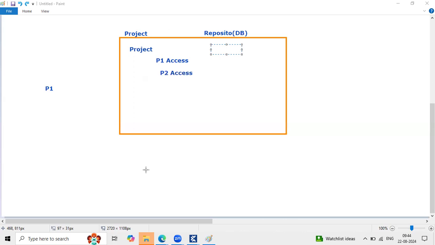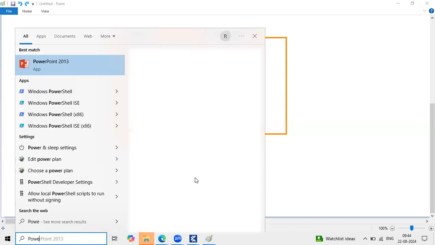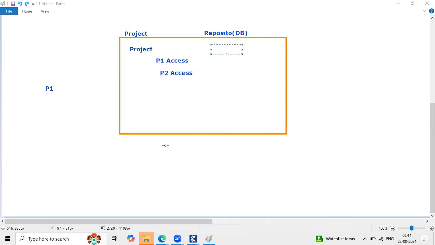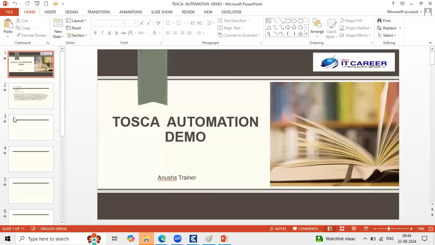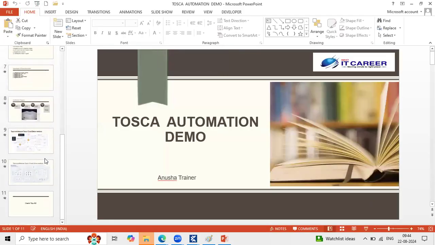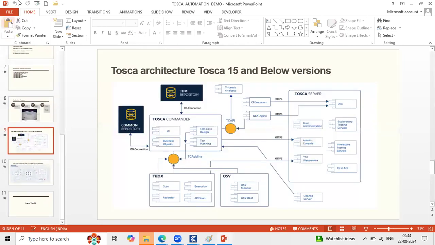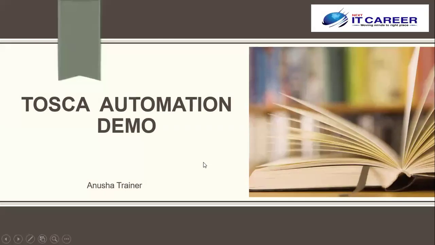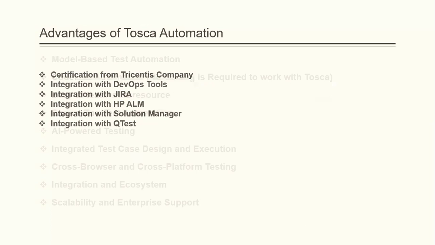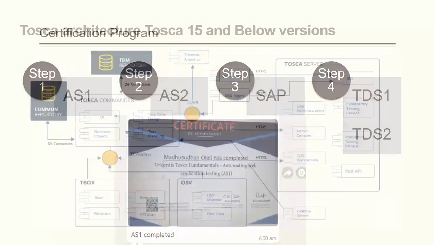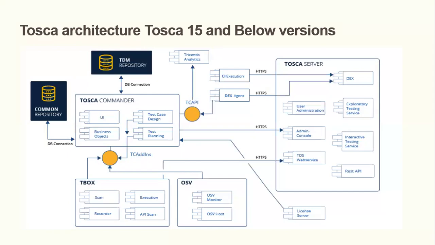Okay, let me show you the architecture of Tricentis Tosca. Then you will be aware of these things. Is everyone able to see this particular architecture, team? Yes. Hope everyone is able to see this architecture.